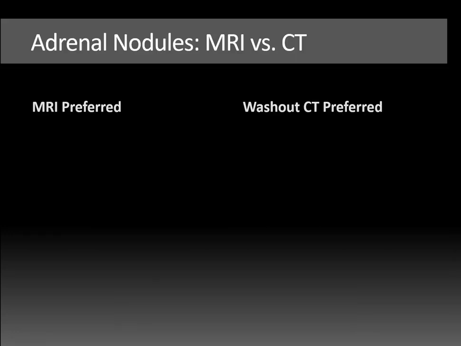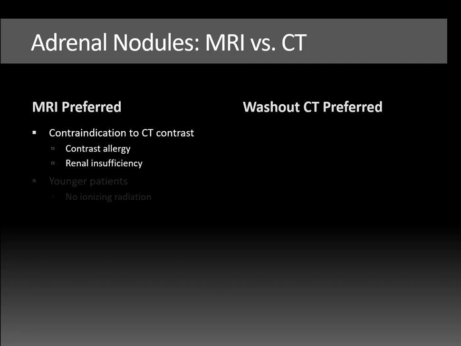All right, so when do you use an MRI or a CT? This is a summary chart that compares the two modalities. So MRI is typically preferred in patients who have a contraindication to the iodinated contrast we use with CT. And that's typically if they have a contrast allergy or renal insufficiency and they're not on dialysis. It's also great for younger patients because there's no ionizing radiation.